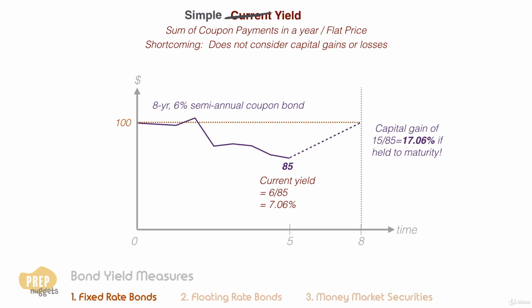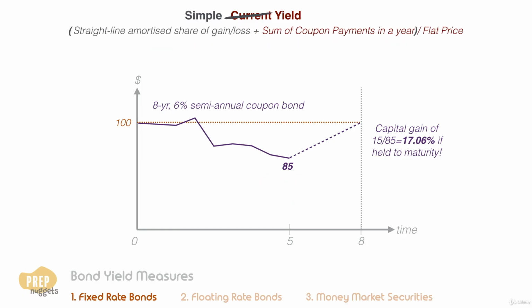Sometimes the simple yield on a bond is quoted. It takes into account the straight-line amortized share of gains or losses for the bond. So in this case, the straight-line amortized gain per year is the gain of 15 divided by 3 years, which is 5. The simple yield is therefore 11 divided by 85, which is 12.9%.